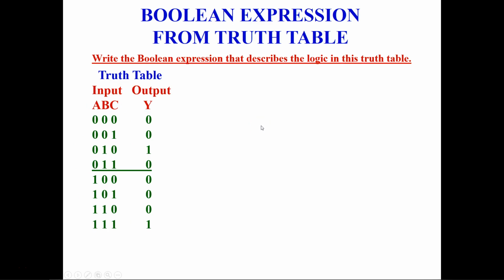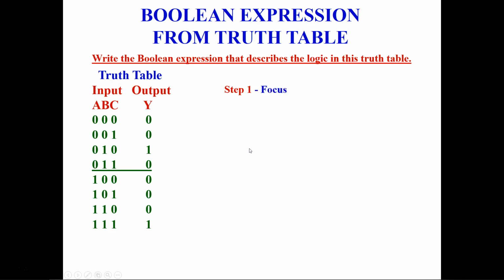Now let's see how we are going to form the Boolean expression from the truth table. We already have the truth table, so how are we going to form the Boolean expression? Previously we already had the Boolean expression, and from it we were trying to make the combinational logic circuit. Right now we have to make a Boolean expression out of the truth table. Okay, so let's see what the steps are.